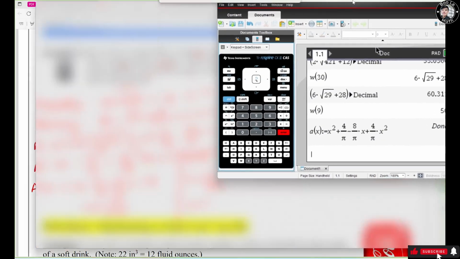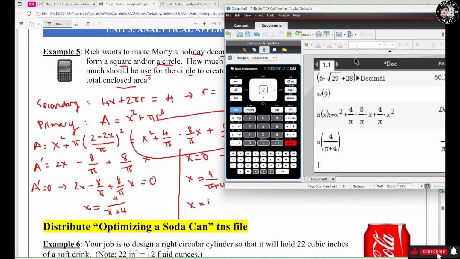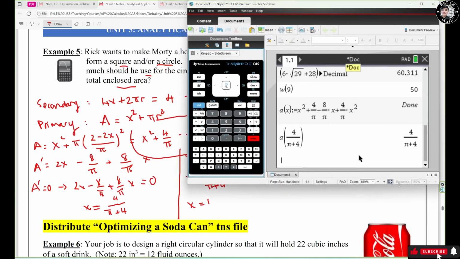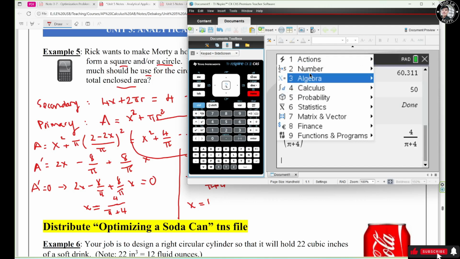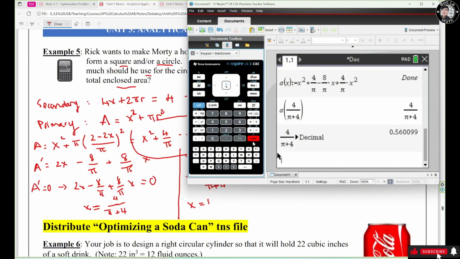Alright, now you need to calculate A of 4 over pi plus 4. The answer is right here. Now you need to convert this one to a decimal number. So you need to hit menu, number, convert to decimal, hit enter. The answer is 0.56. Similarly, you need to calculate A of 1, right?